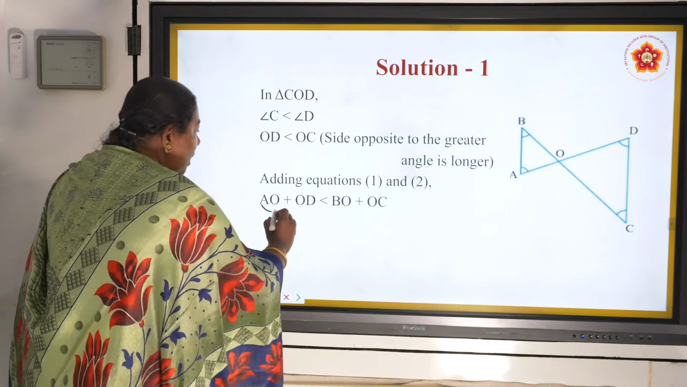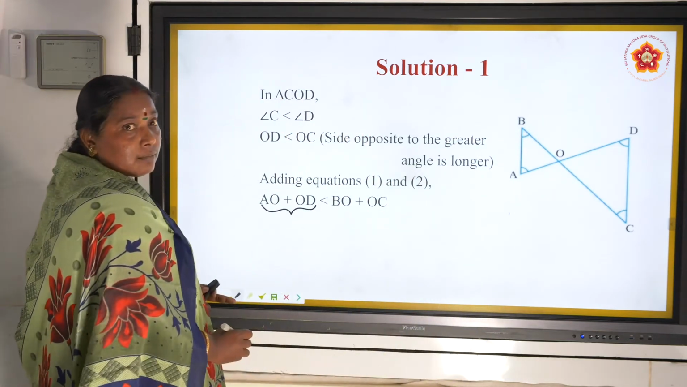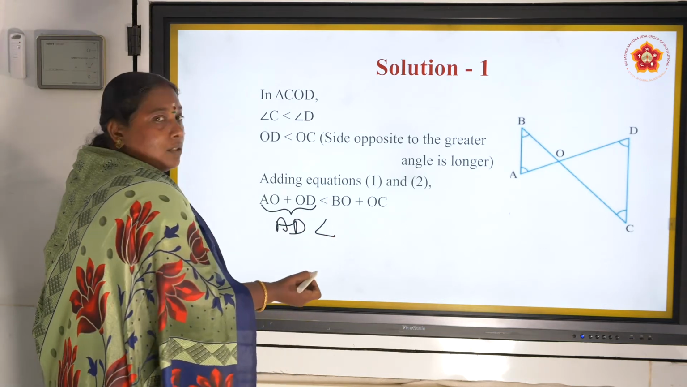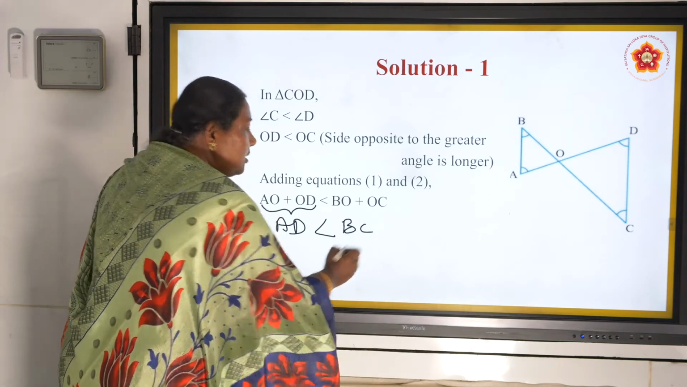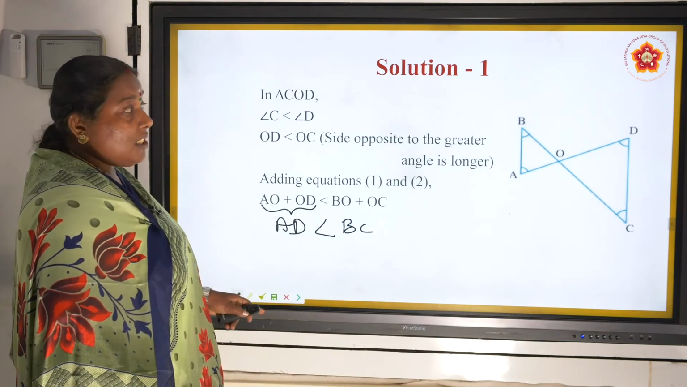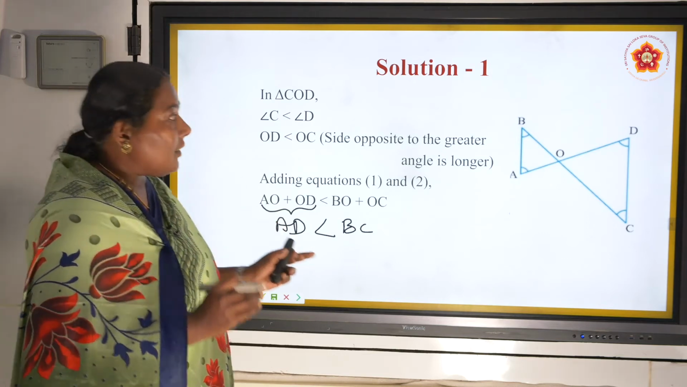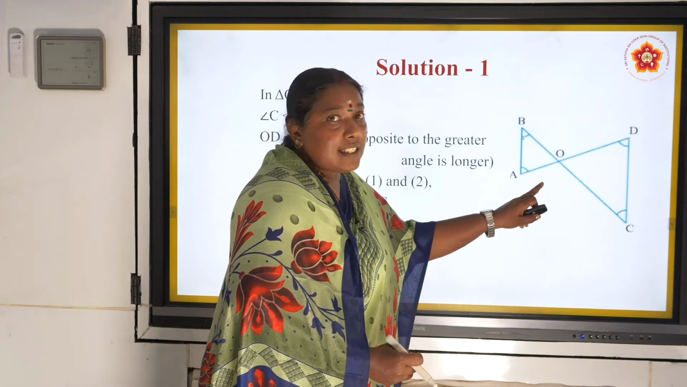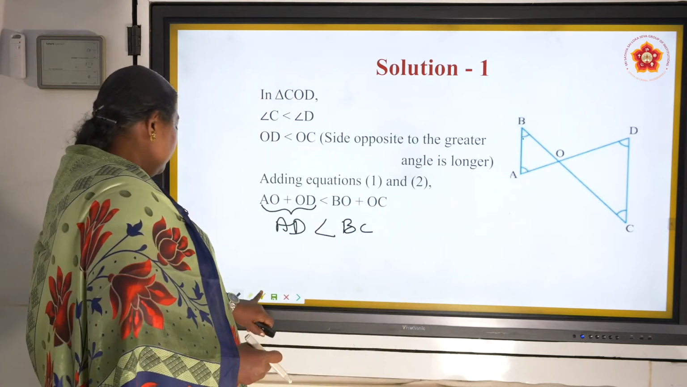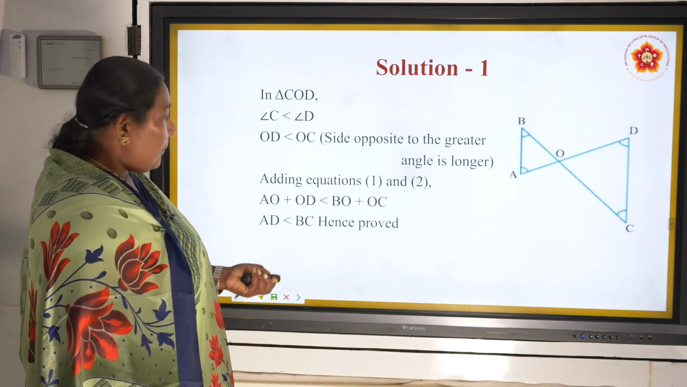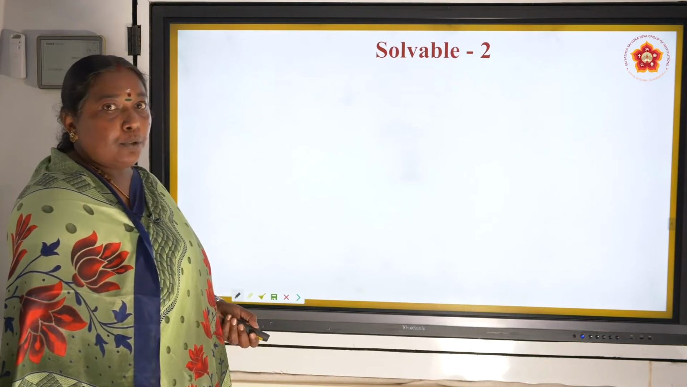Who is that AO plus OD? AD. And BO plus OC? BC. This is what we have to prove. It is very easy. We just have to keep in mind that the larger angle's opposite side is longer. See, AD is less than BC, hence we proved.